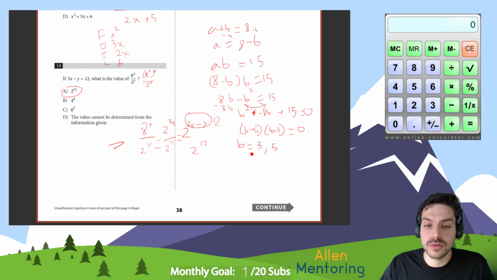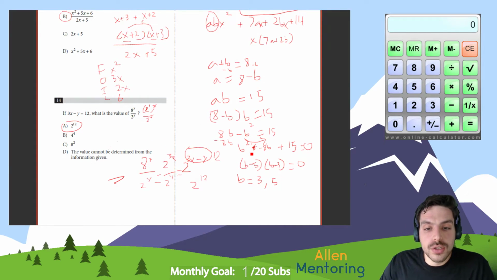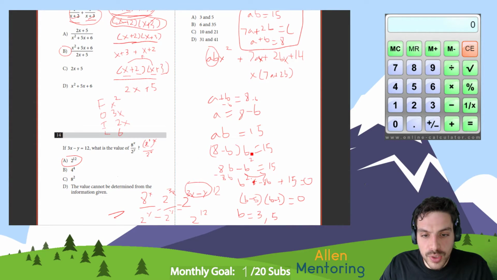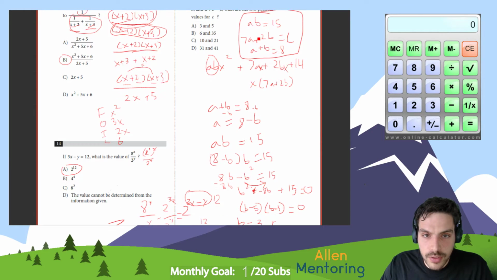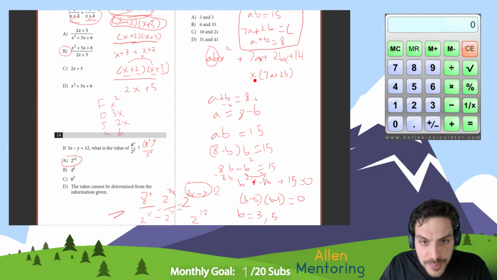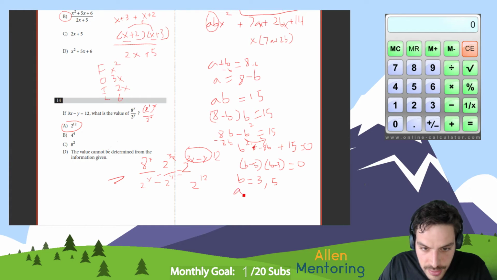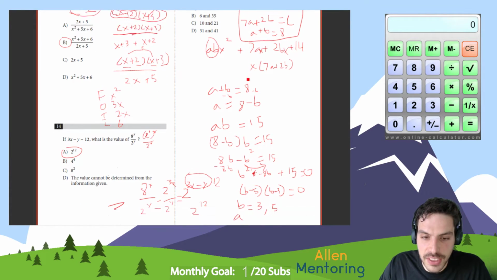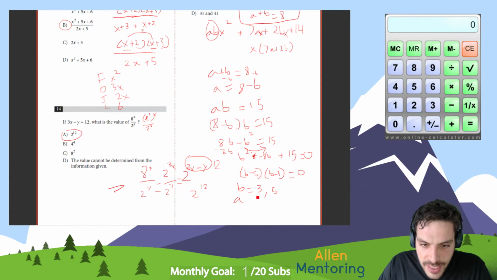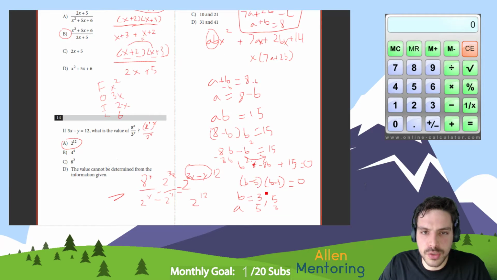So it could be either of those two things. So what do we do here? Okay, let's go back. If b is 3, and we know that a times b is 15, then a must be 5. And if b is 5, a must be 3. So we see these are the two pairs.